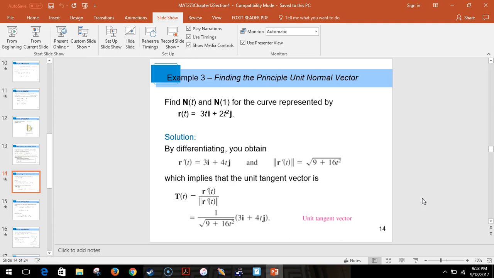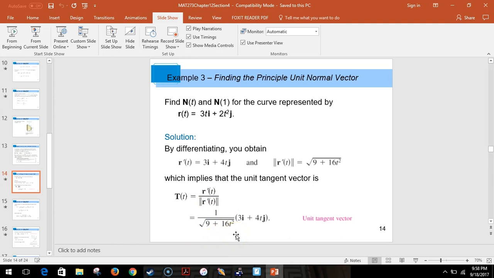And that would give me T. And you'll see T there, and just try to remember what T looks like here, that I have a 3i and a 4tj. So this is my unit tangent vector out front. Here they've factored out my magnitude.